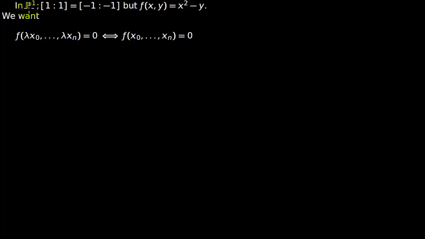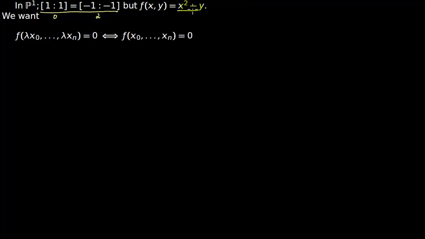Now we talk about the graded rings associated with the projective space. First notice that in P1 these 2 points are the same. But in this function x square minus y, if you plug in the first point you get 0, and if you plug in the second point you get 2, and 0 is not equal to 2. So this function does not work in the projective space.